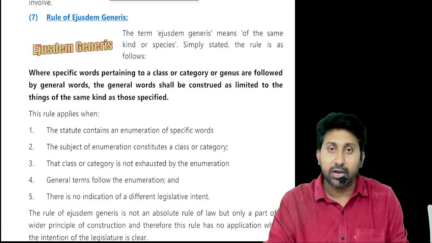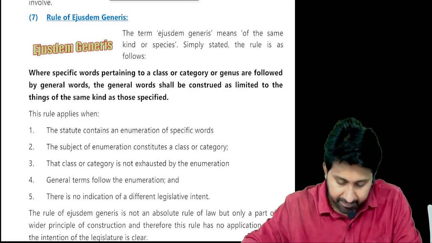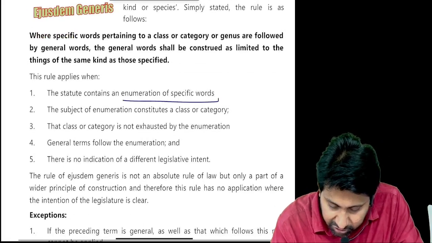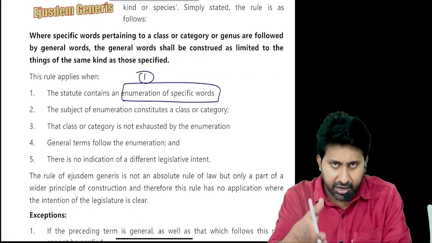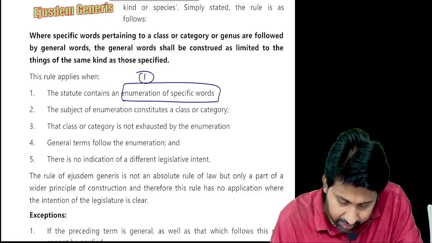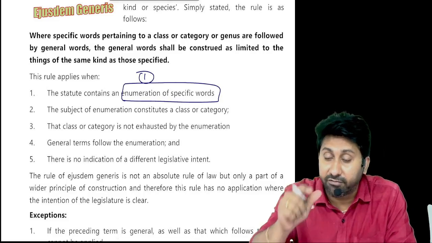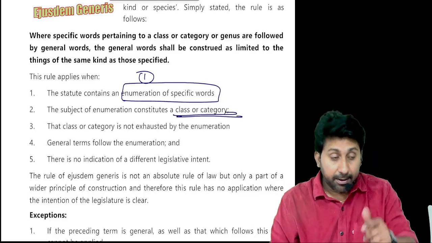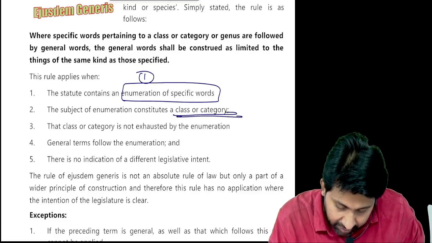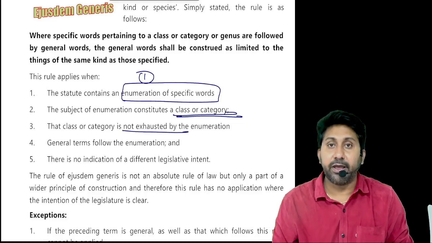Okay. So likewise, law also same. There should be enumeration of specific words. Point 1, you need not write, already they have given in points. Okay. That enumeration of words should form part of a class or category. My category is wild animals. The class or category is not exhausted by enumeration.